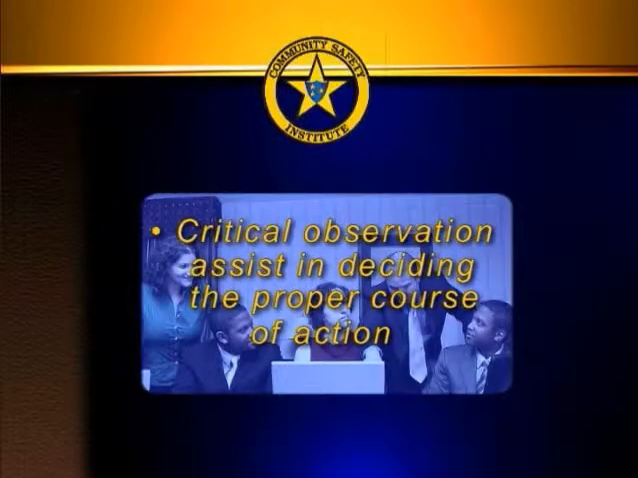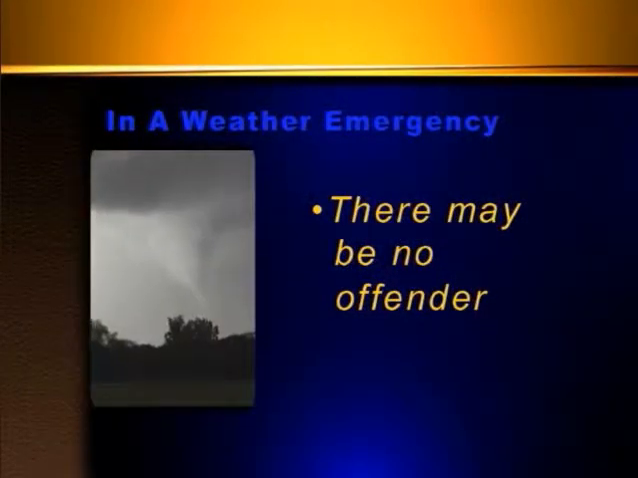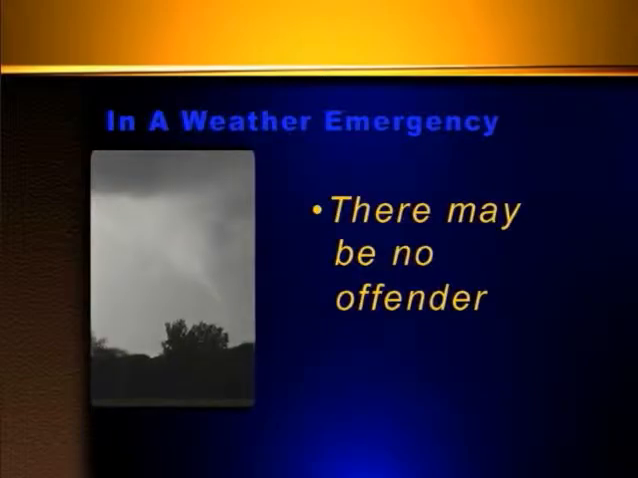This incident triangle can help us to quickly assess an incident and decide on the proper course of action to take. Now, as you understand, every critical incident isn't going to have all 3 elements of the triangle. For example, in a weather emergency, there may be no offender, but there might be a need to assess the medical needs of the victim or victims, and certainly there'll be a need to assess the location or the environment in which the hazard is occurring.